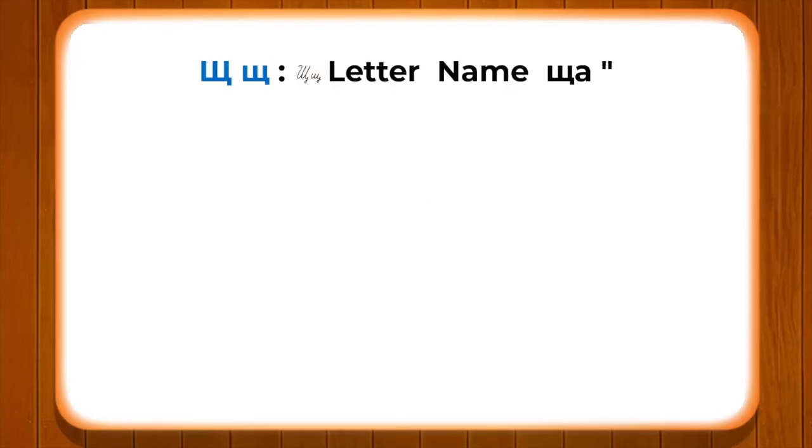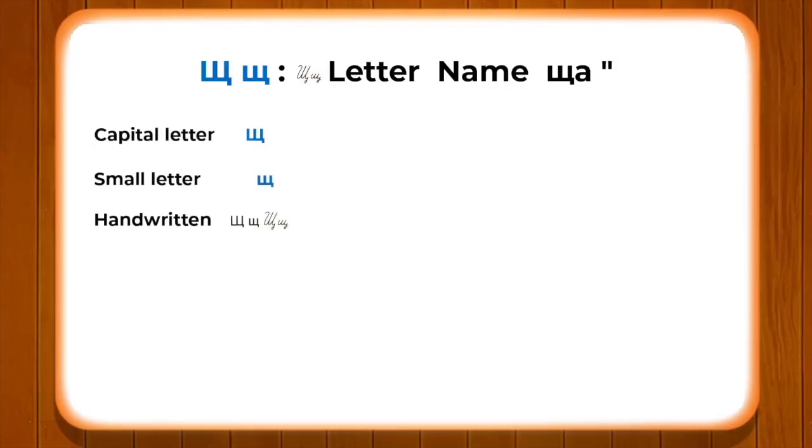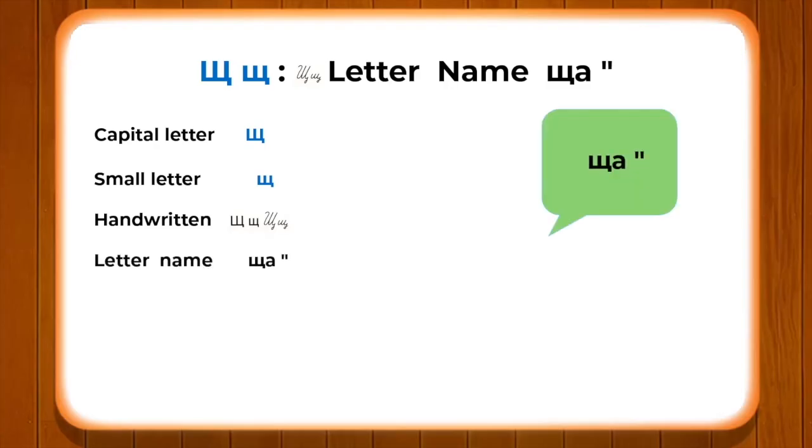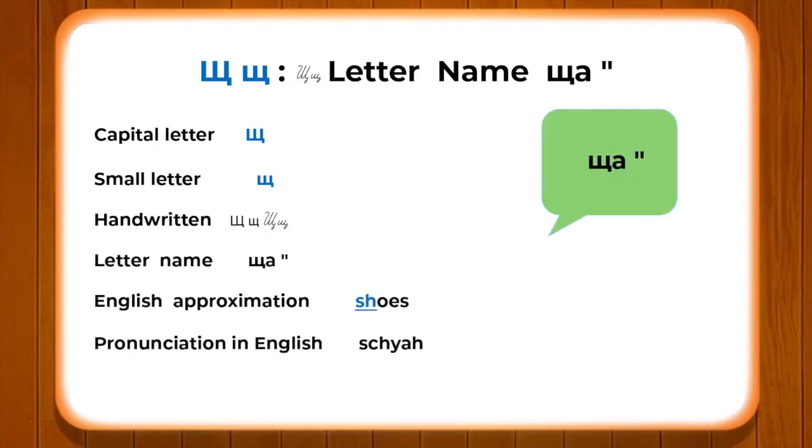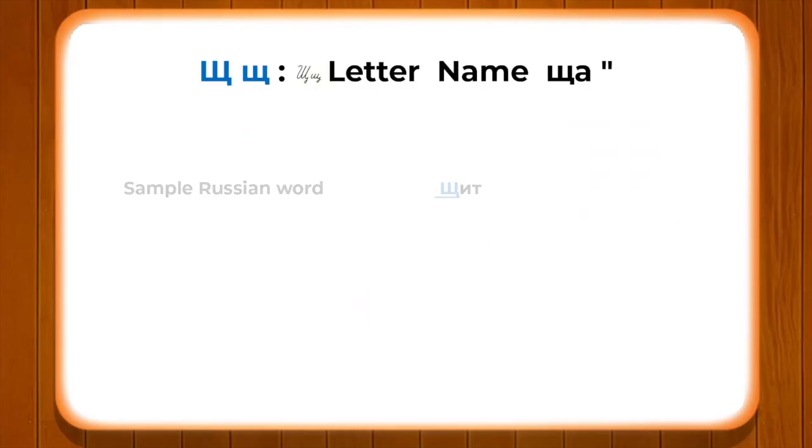Alright, okay, now let's go ahead and look at this. The next letter is Щ, Shcha. An English approximation which we have here to understand it properly is "sha" in "shoes." And we have with us this sample Russian word "shchit," which means shield.